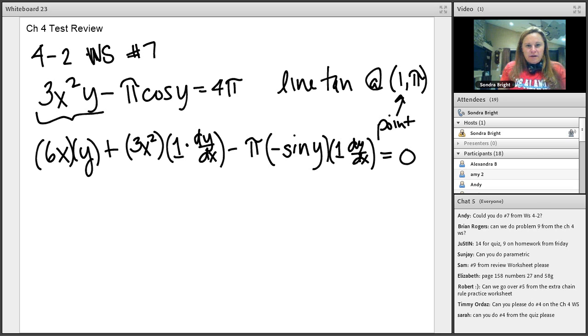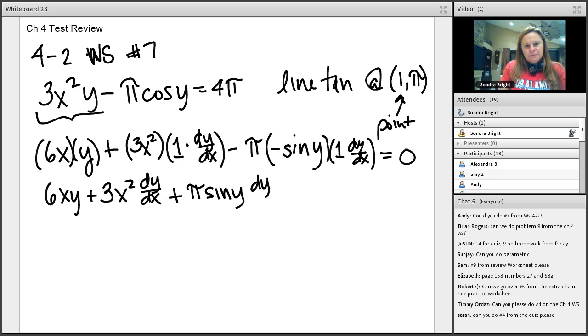and then the derivative of 4 pi would just be 0. All right, so we want to solve for dy/dx. Let me just clean this up. This is 6xy plus 3x squared dy/dx, plus pi sine of y dy/dx, and that's equal to 0.